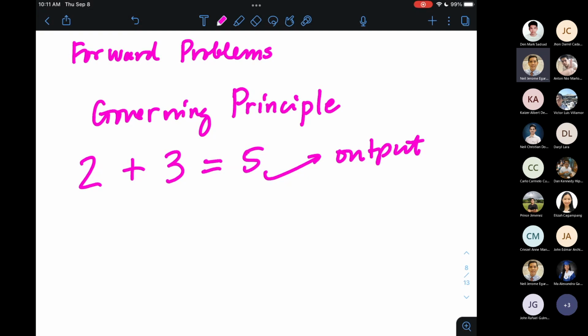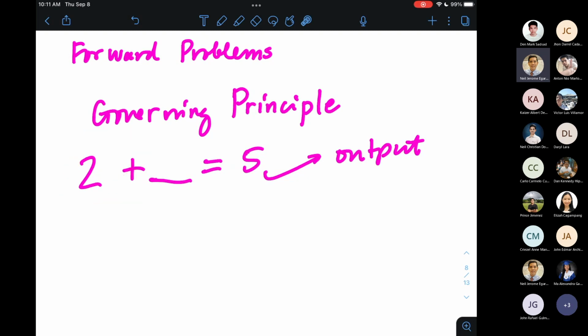So yung katambal niya na inverse problem is, halimbawa, I want the output 5, but what should be added to 2 in order to get 5? Ito naman yung inverse problem. Kasi alam ko yung output. Ang output dapat na gusto ko ay 5. Ang governing principle ay arithmetic. And I know one of the inputs. One of the inputs is 2.